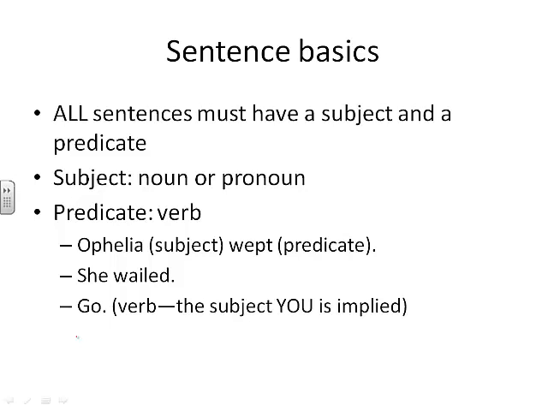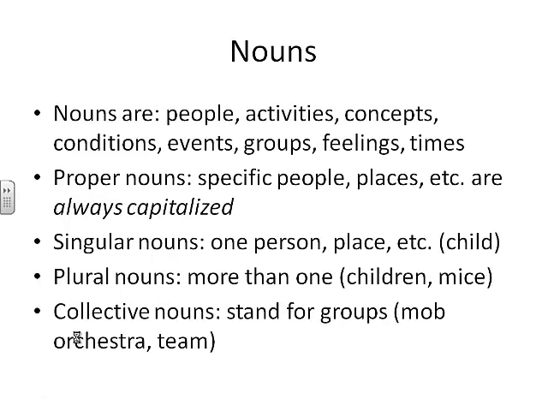The most important thing to understand when it comes to sentence basics is that all sentences must have a subject and a predicate. Subject is a noun or pronoun, predicate is a verb or verb phrase. In the sentence "Ophelia wept," Ophelia is the subject and wept is the predicate. If we said "Ophelia had wept," then Ophelia would be the subject and "had wept" would be the predicate. It's a predicate phrase. Now in the case of "Go," the verb is go and the subject "you" is implied.